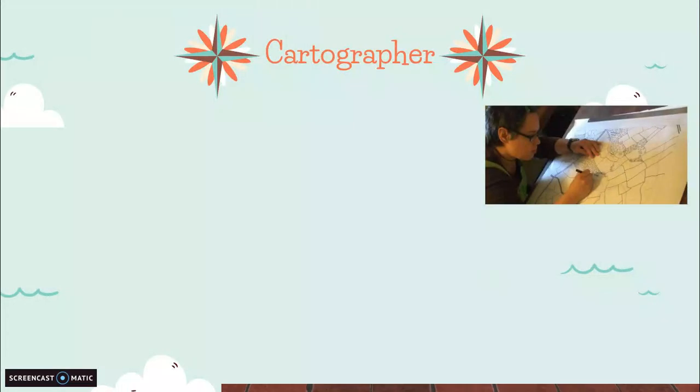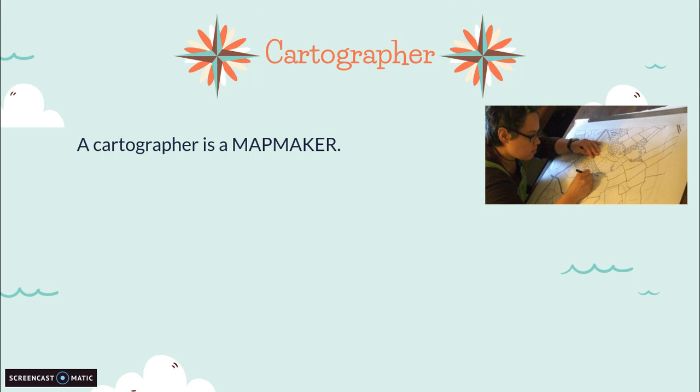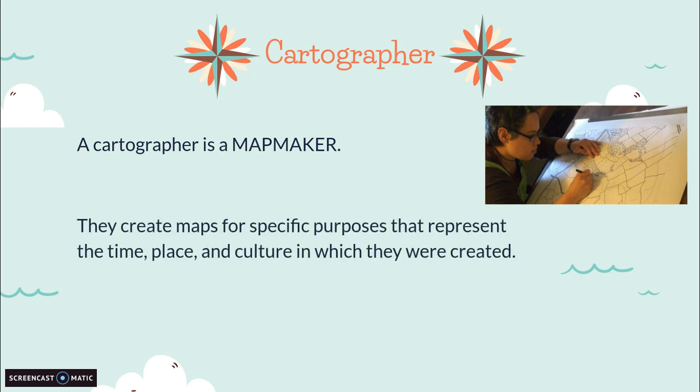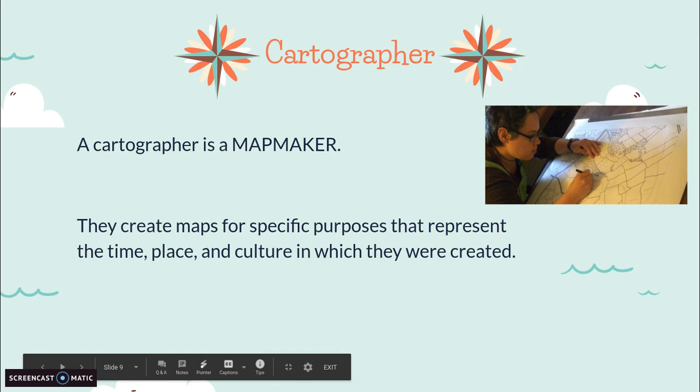So first, we talked about maps and the different parts of a map in the last video. Who makes maps and why? Cartographers are map makers. A cartographer is a map maker. They create maps for specific purposes that represent the time, place, and culture in which they were created. Every map has a specific purpose, a specific reason, with information to be shared with people.